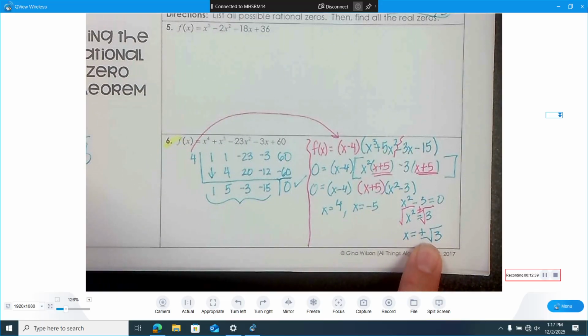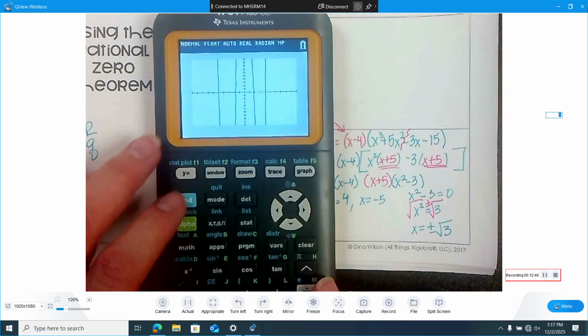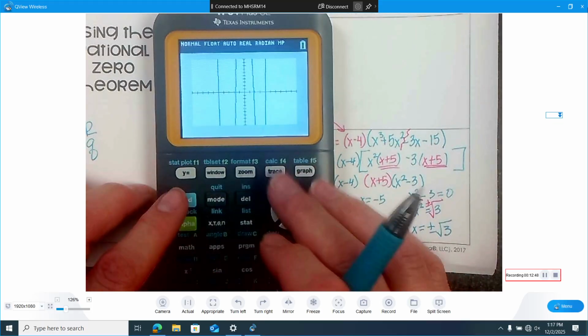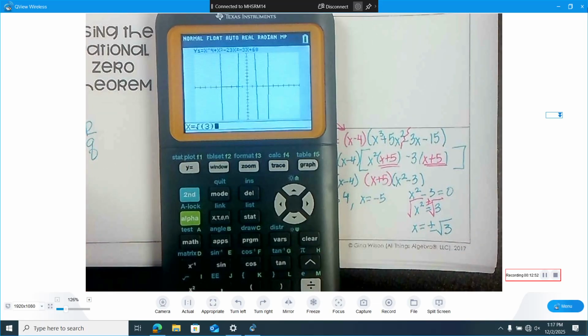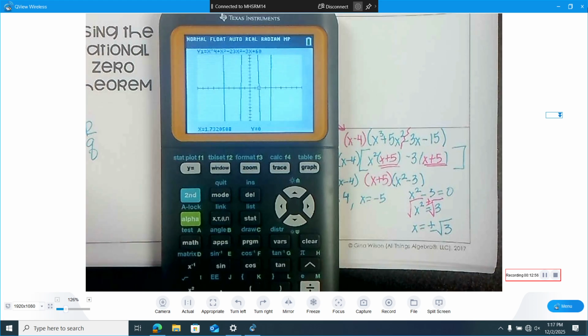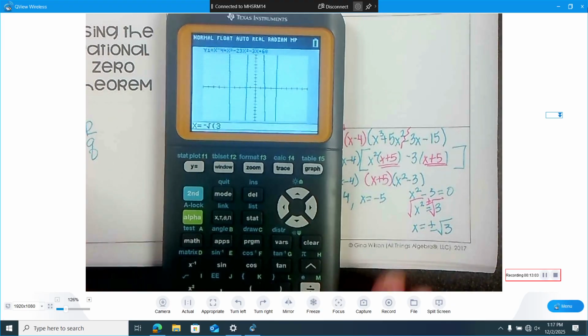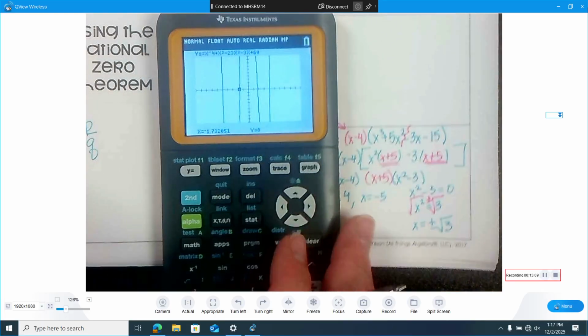And this is something, you know, we can approximate it, but Delta Math's going to need you to be exact. So watch, let's see. I can trace and type in radical 3. And we get a 0. So you can check your answer. Okay, so negative radical 3 is the other one. And there it is, right there, crazy 1.7, yada, yada.